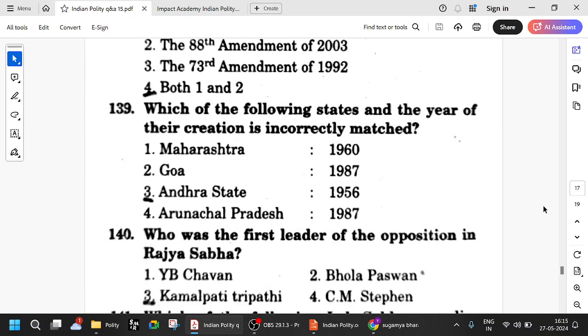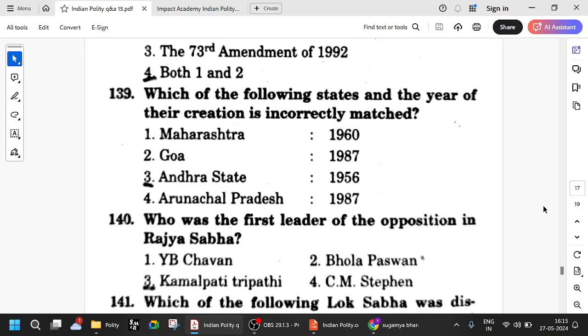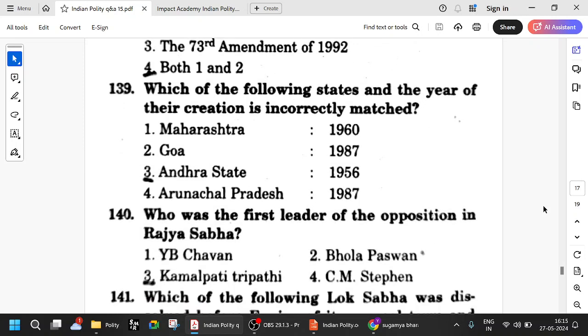Which of the following states and the year of their creation are incorrectly matched? Maharashtra 1960, Goa 1987, Arunachal Pradesh 1987, all this is fine. Andhra Pradesh is 1956. But Andhra State is 1953, with Kurnool as capital. Then again in 1956, after the death of Sri Potti Sriramulu, the first linguistic state, based on the Telugu language, it was Andhra Pradesh. Andhra State capital is Kurnool. Andhra Pradesh is Hyderabad.